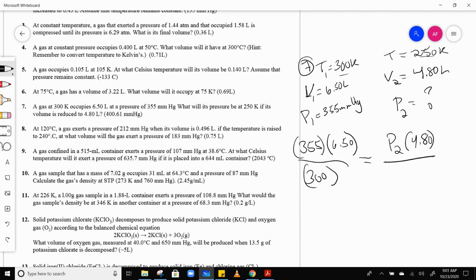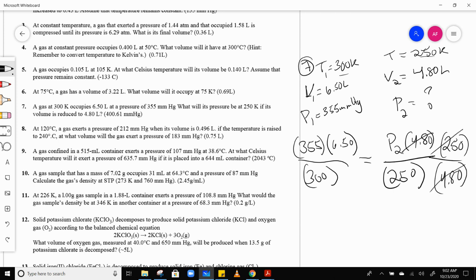And then T2 is 250. Really, all these have 3 sig figs, so our answer should be in 3 sig figs, but I don't really count that. Okay, so we've got to get P2 by itself. So I'm going to get rid of these two things. So do the opposite, 250 over 4.8.